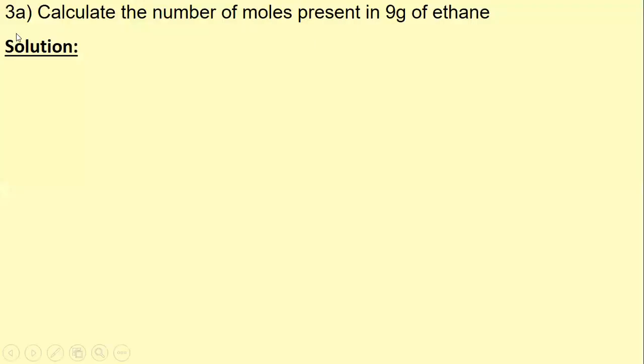Now we'll move on to question number 3A, present on page number 8 of your book. The first question is: calculate the number of moles present in 9 gram of ethane. Now we'll see how to solve this problem. We all know 1 mole is equal to the Avogadro number, 6.022 into 10 to the power 23. You know that well, right?